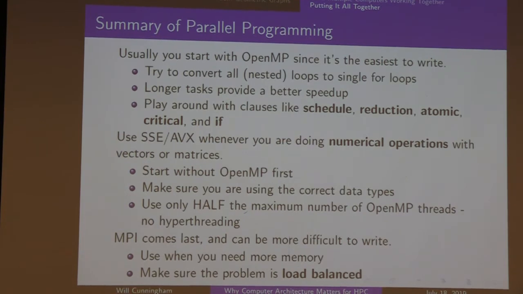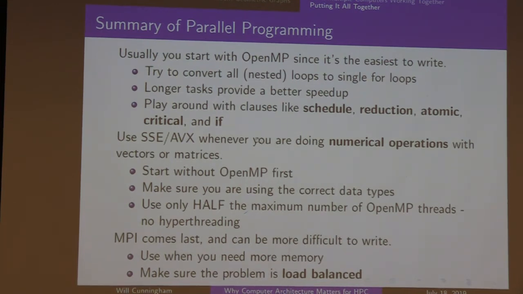You want to play around with these clauses that I introduced. There's the schedule clause, which tells it how to break it up. Are you going to have each thread do one thing at a time and then ask for more work, or is it going to do maybe 10 iterations of the for loop and then ask for more work?